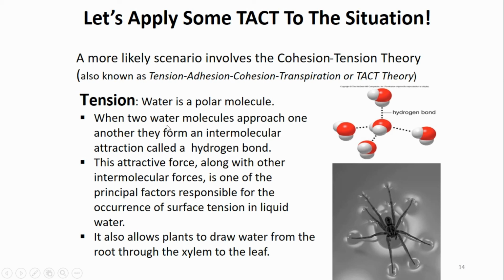When two molecules approach each other, they form an intermolecular attraction called a hydrogen bond. You have a bond between hydrogen and oxygen. That's a real bond right here. This is the bond. The hydrogen bond is like the magnetic attraction between water molecules. This is what causes surface tension. It also allows the plant to draw water. So that's one factor, tension.